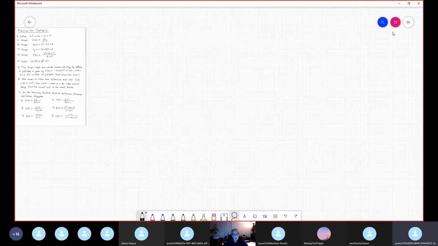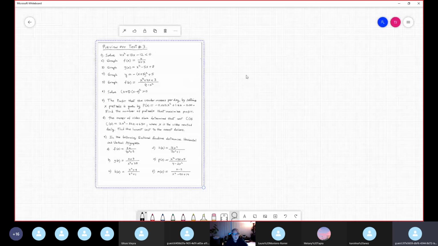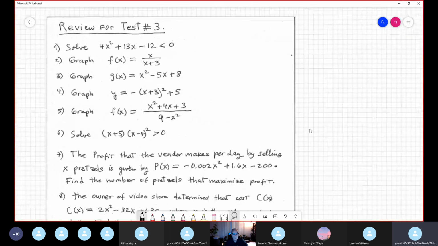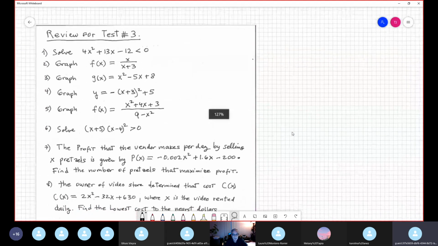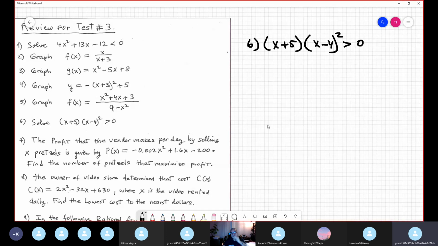So you see in question 1, we have a polynomial inequality. We did that. However, in question 6, we have another polynomial, but this polynomial is different because somebody did us a favor and made the factorization. So number 6 is x plus 5 multiplied by x minus 4 squared greater than 0.